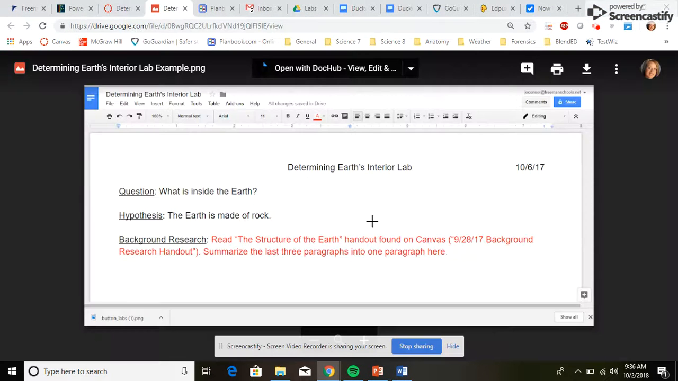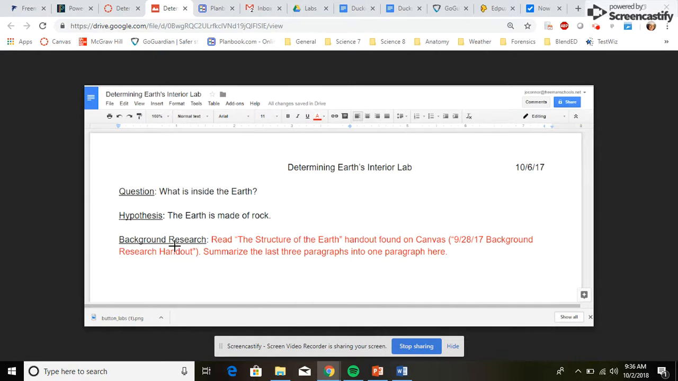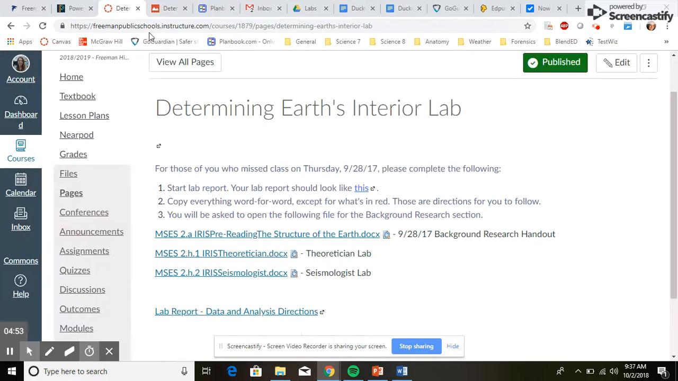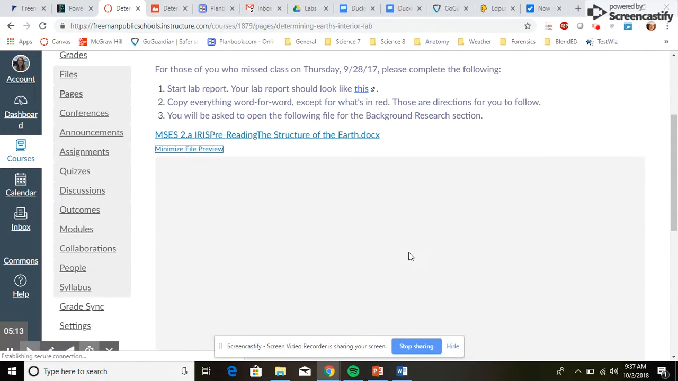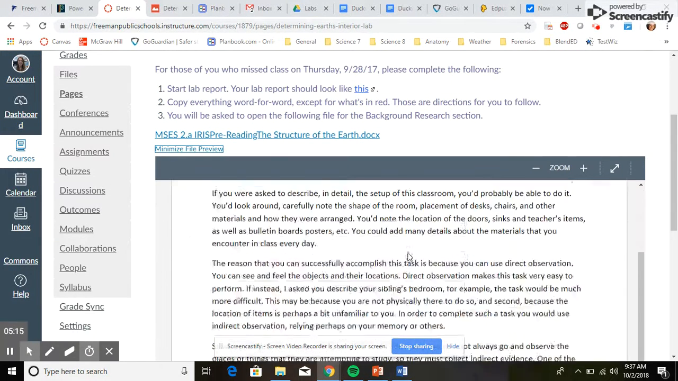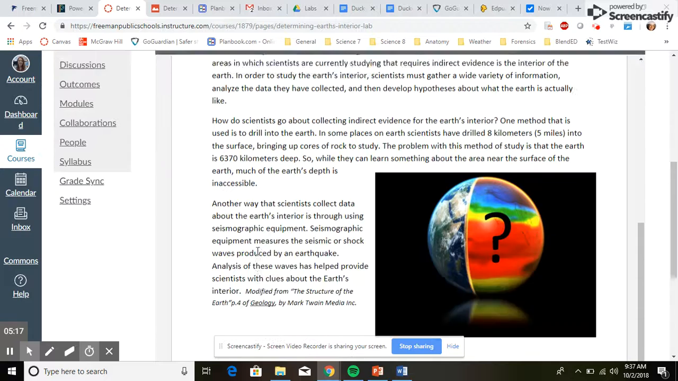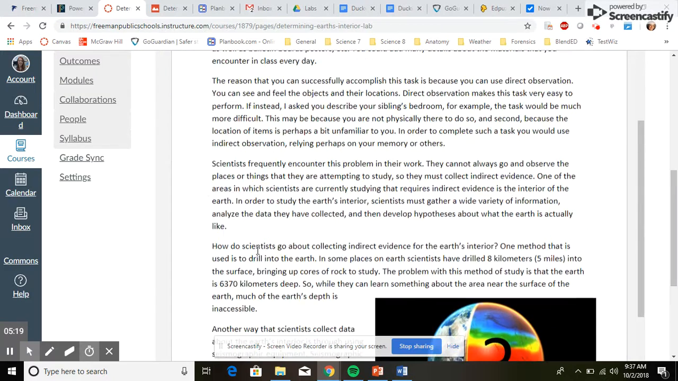this lab report, you need to do the background research. You're going to read the Structure of the Earth handout found on Canvas, and summarize the last 3 paragraphs into 1 paragraph in the background research. I'll show you where that's found. That document is right here, and you'll read through the whole thing, and you're going to summarize the last 3 paragraphs and put that summary as your background research.